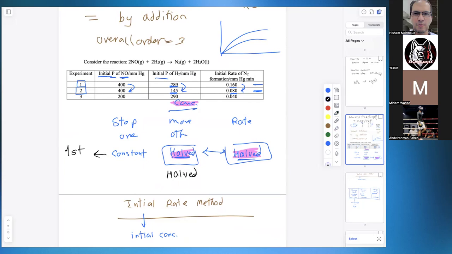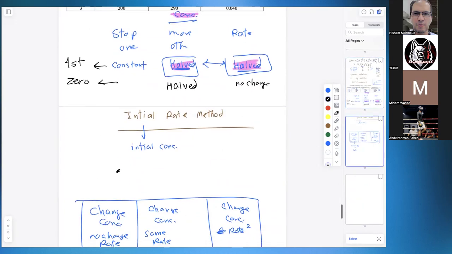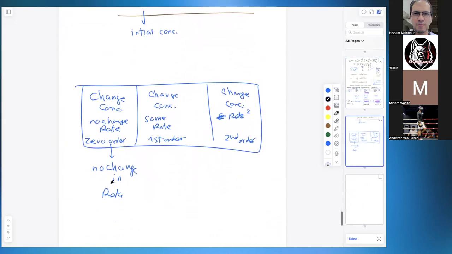If I say the concentration is halved and the rate has no change, what is this, Abdurrahman? Is this first order or zero order? The rate of the reaction, this is zero order. Why did I say zero order? Because there is no change that happened. So don't say zero order except when there is no change in the rate between experiments.